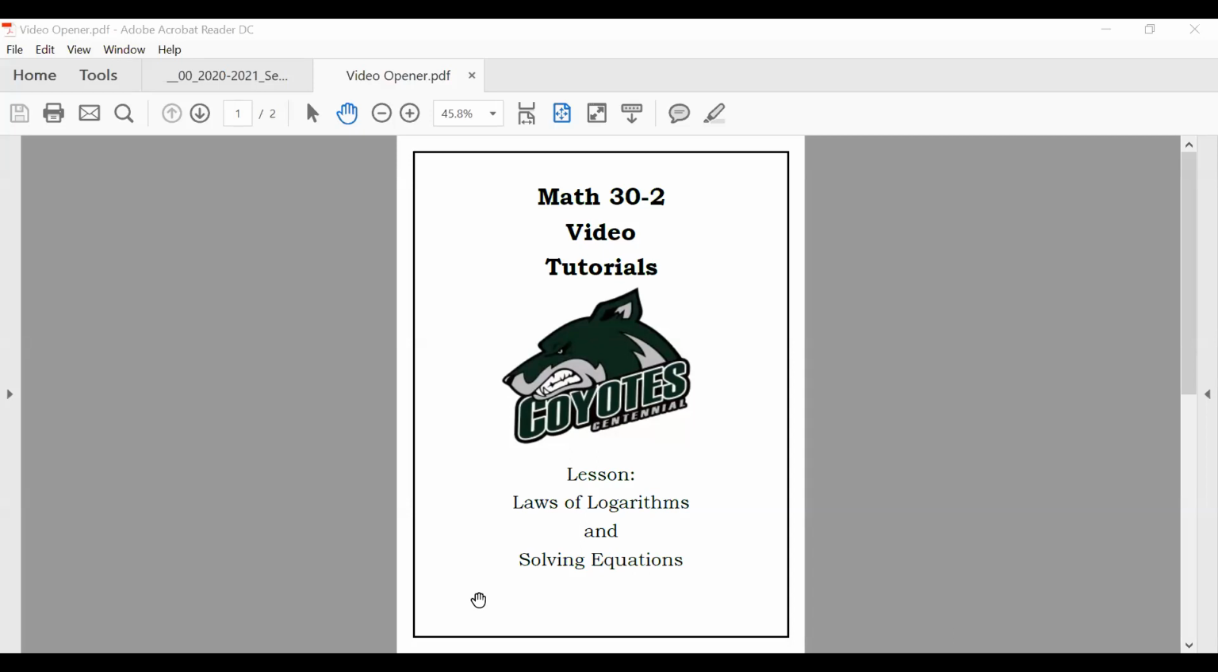When we're going to use these, if you remember last lesson, we were solving equations that looked like this, and we were able to do that by making the bases the same. Logarithms are going to help us when we can't make these bases the same. So that's what I want you thinking about today.